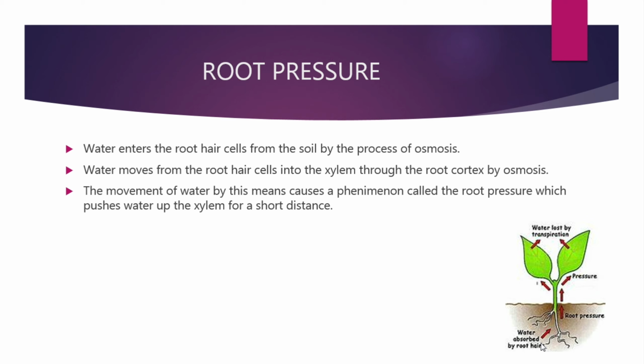So the water would move from the first cell to the second cell, and so on. It would repeat for the second, third, fourth, and fifth, and so on. The water will keep moving. So this is the root pressure. Water moves from the root hair cells into the xylem through the root cortex by osmosis.